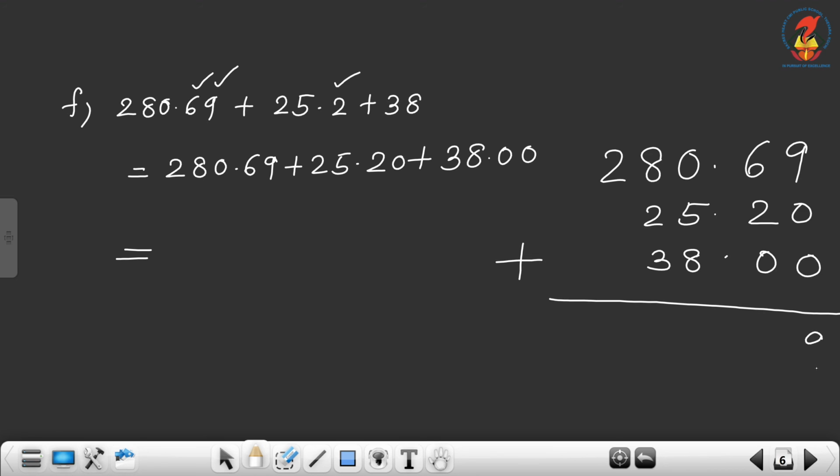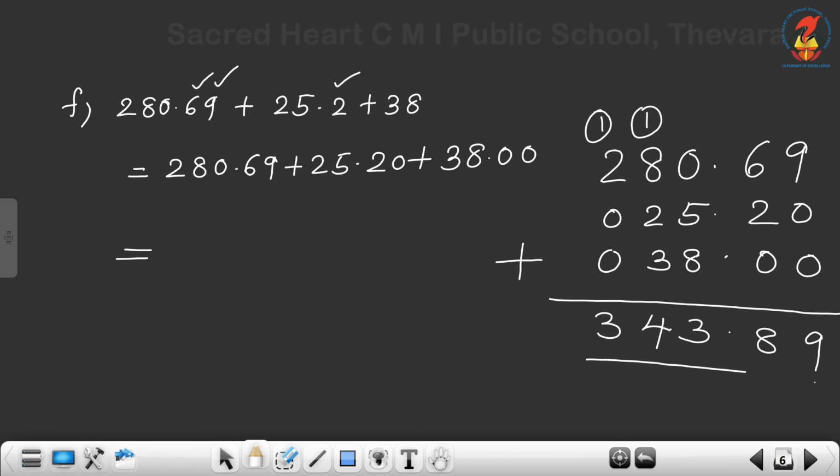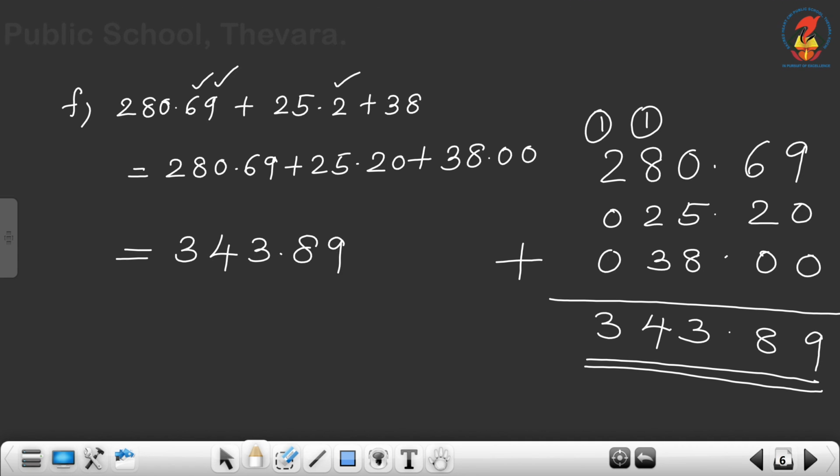9 plus 0 plus 0, 9. 6 plus 2, 8. Then 5 plus 8, 13. Carry over 1. 3 plus 2, 5. 5 plus 8, 13 plus 1, 14. Carry over 1. Here we have no digits. 2 plus 1, 3. The answer is 343.89.